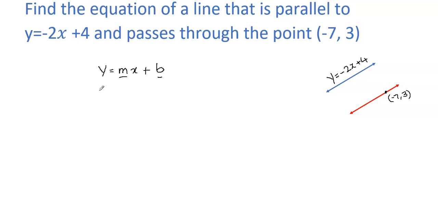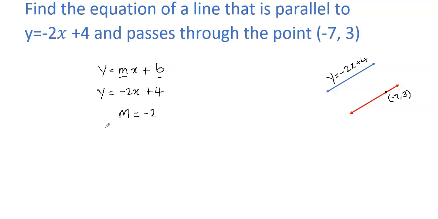Let me write the equation here: y equals negative 2x plus 4. Now let's figure out the slope of this line. The slope is the coefficient of x. M is the slope and m is the coefficient of x, right? In my equation, the coefficient of x is negative 2, so the slope of my line is negative 2. Now I have the slope. All I need to do is find the value of b.